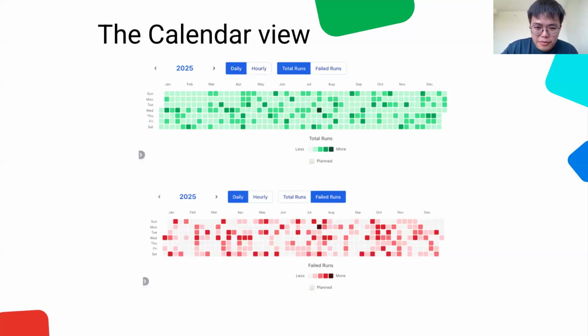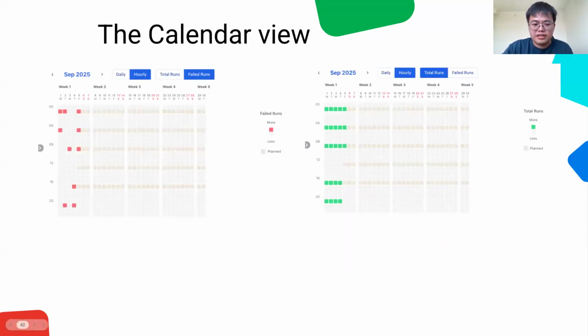Let me introduce the new calendar view. As you can see, this is a heat map that can show the user the recent runs in daily view or hourly view. And in this picture, you can see we can show the total runs and the failed runs. By the way, I'm using mock data, so we have the whole year. And in the hourly view, we can see the execution status in each day, wrapped by weeks, and we can switch between months. So let me show this in a live demo for better understanding.